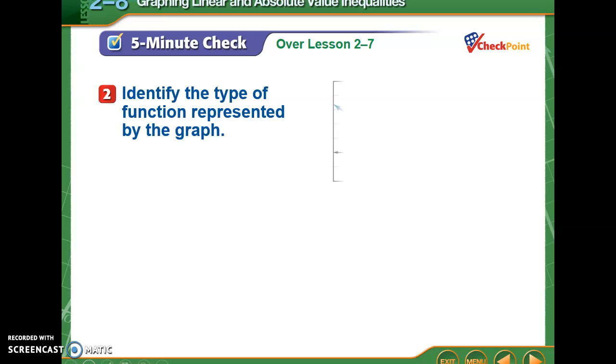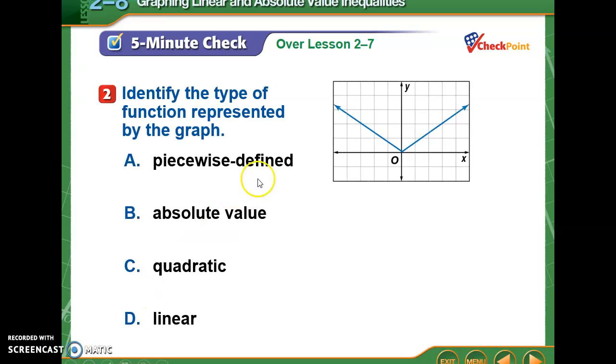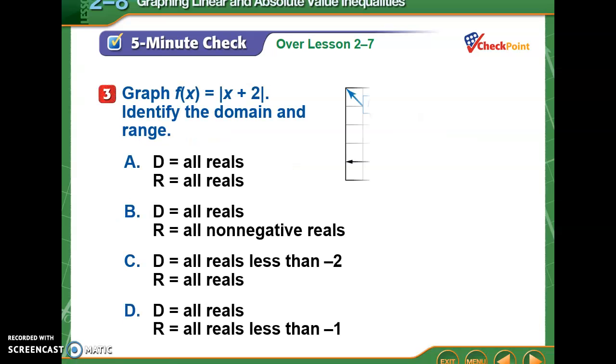Alright, very good. Number 2. How about this one? A V-shape. What type of function is this? Absolute value, quadratic, or linear? Okay, absolute value. Number 3.